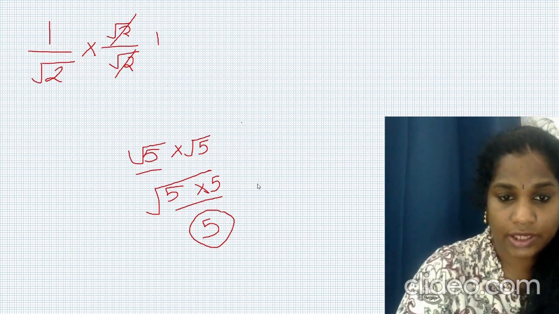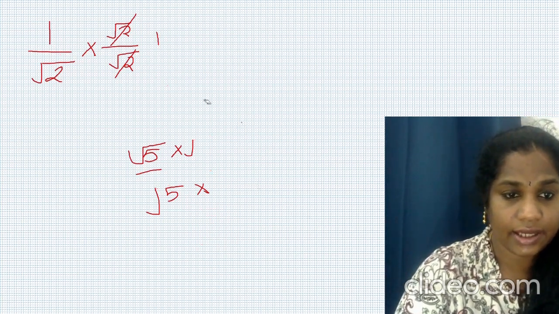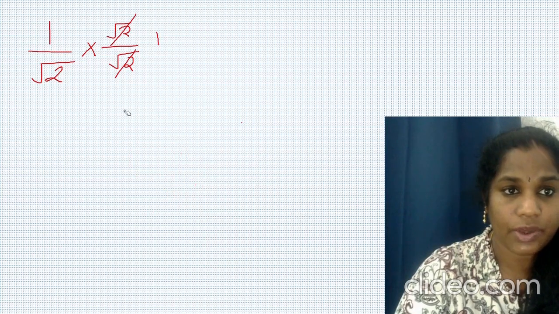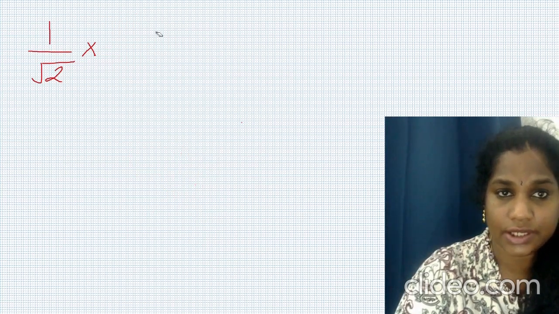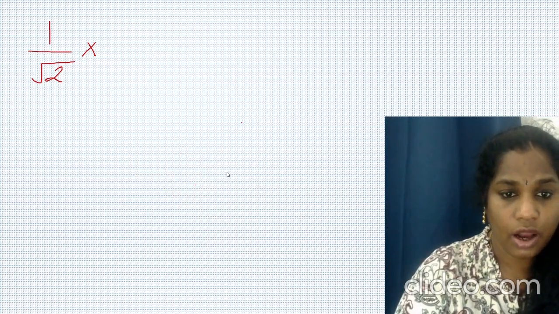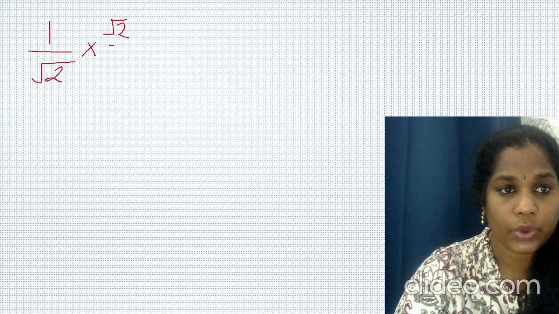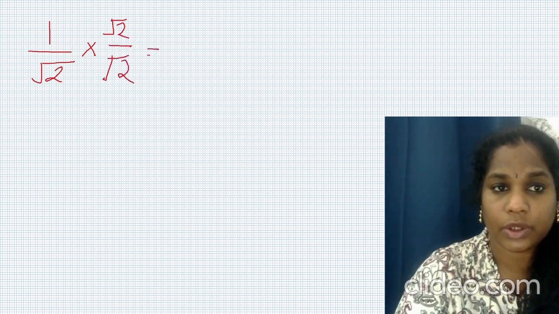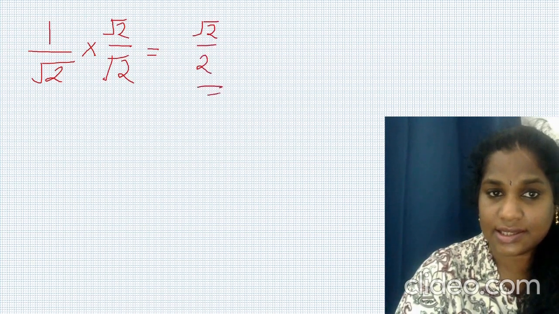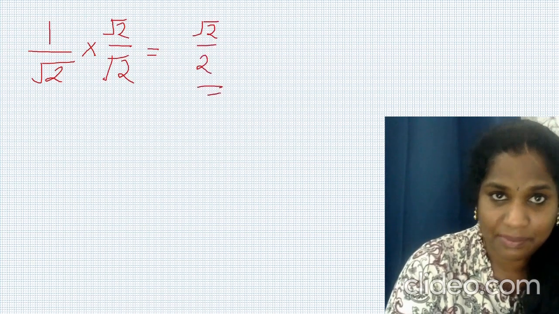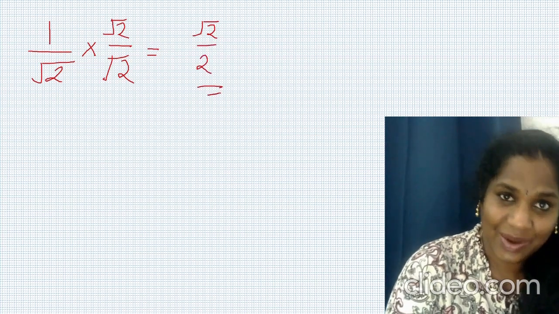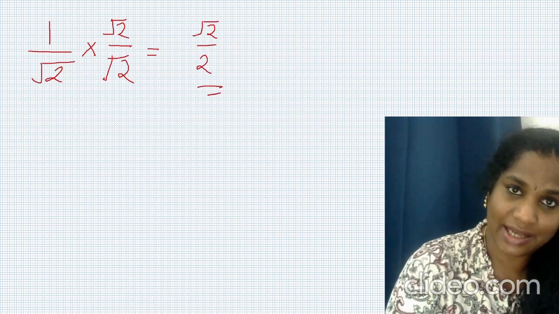Okay, now let me just go ahead and erase this because we are going to solve our question, isn't it? So, as I said, let us multiply this by root 2 by root 2. So, what will you get? You will get root 2 by 2. That's it. This is rationalized. Simple. Okay. Now we will move on to the next question.